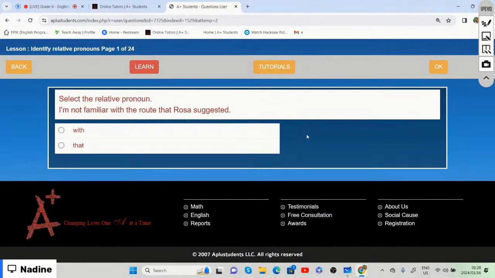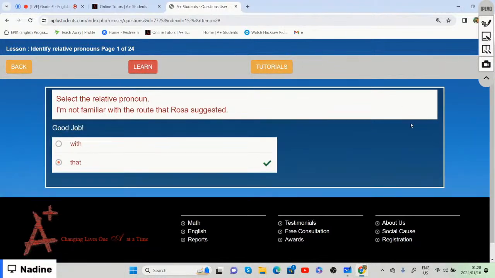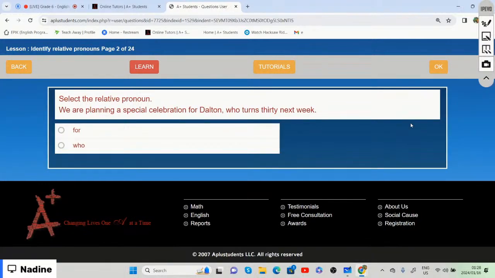We need to select the relative pronoun. Let's go with I'm not familiar with the route that Rosa suggested. All right, let's choose the second one then. And the second one is correct. It's the start of a dependent clause. Well done.